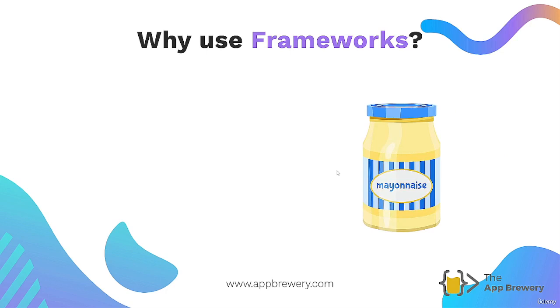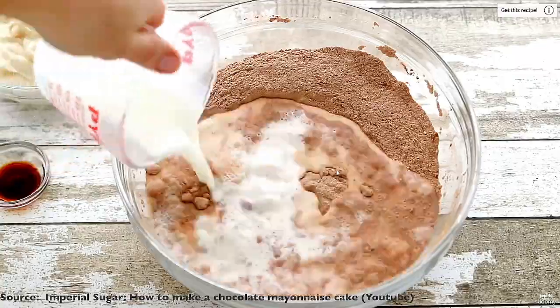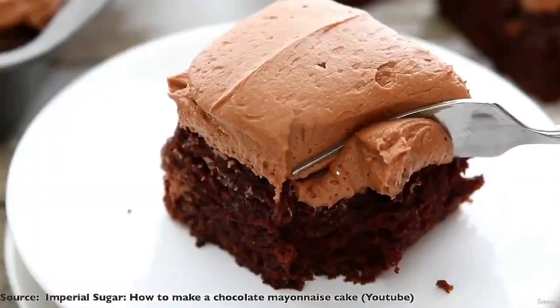You know me, I love my food analogies. So let's say you're a chef and you wanted to make some sort of recipe, and a great recipe using mayonnaise, by the way, is chocolate cake. It sounds really weird, but Google it and try it. It actually tastes really, really delicious.